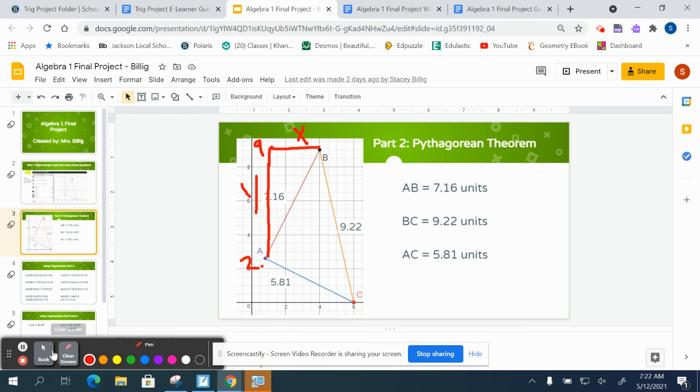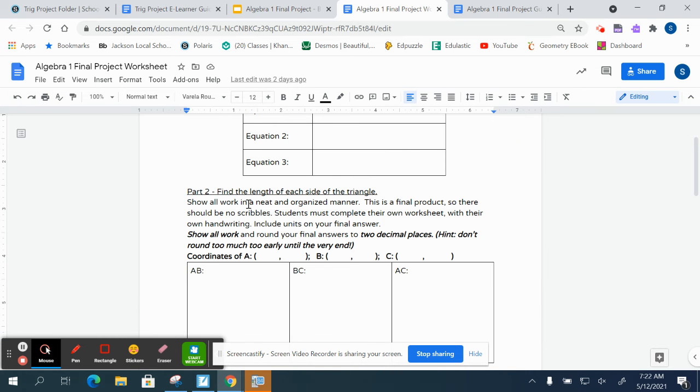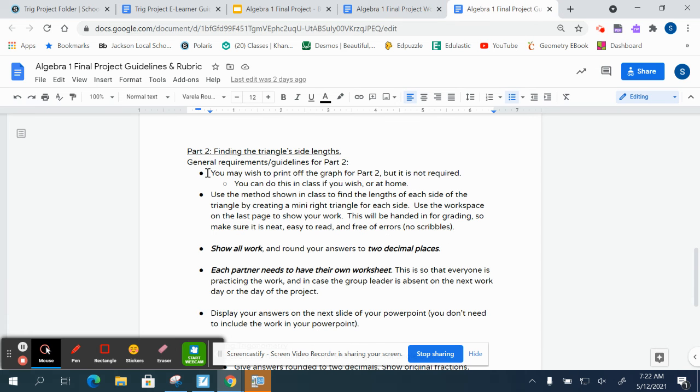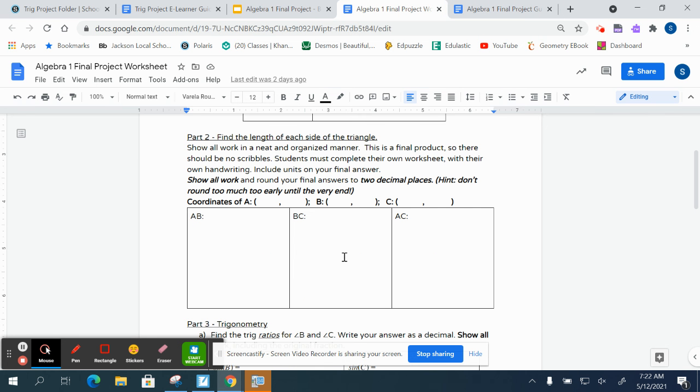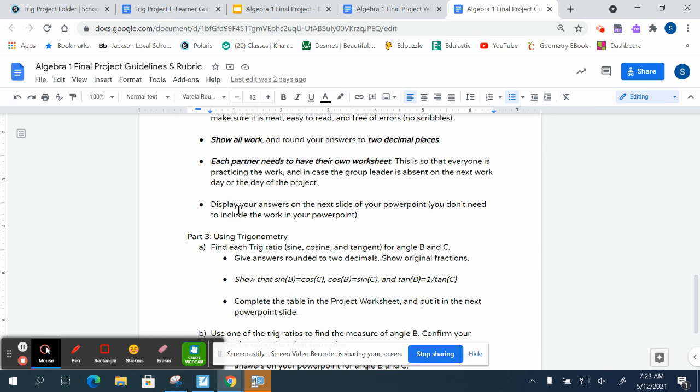You'll do the work for that in the final project worksheet in these boxes. So finding the length of each side. Part 2 corresponds to part 2 in the guidelines on the worksheet. So you'll show the work for that here when you put A, B, and C, and then do the Pythagorean theorem. Okay, so show all work, round your answers to 2 decimal places, and each partner should have their own worksheet so that everyone's participating and doing the work. Display your answers on the next page of your PowerPoint. You don't need to include your work in the PowerPoint, just put it in the worksheet.